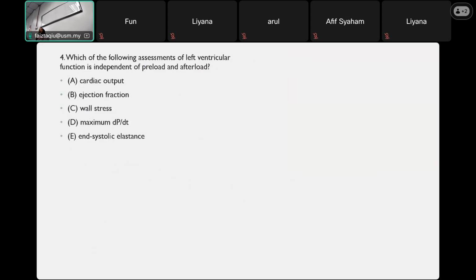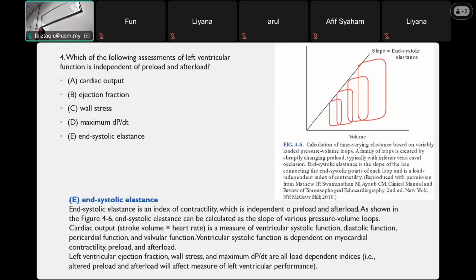Left ventricular function. Ni apa jawapan dia? Left function is independent of preload. Which of the following assessment of the left ventricular function is independent of the preload and afterload? D kan? Maximum dP/dt, betul tak? Salah. Because the end systolic elastance is the index of the contractility, independent of the preload and also the afterload. Okay lah, next.